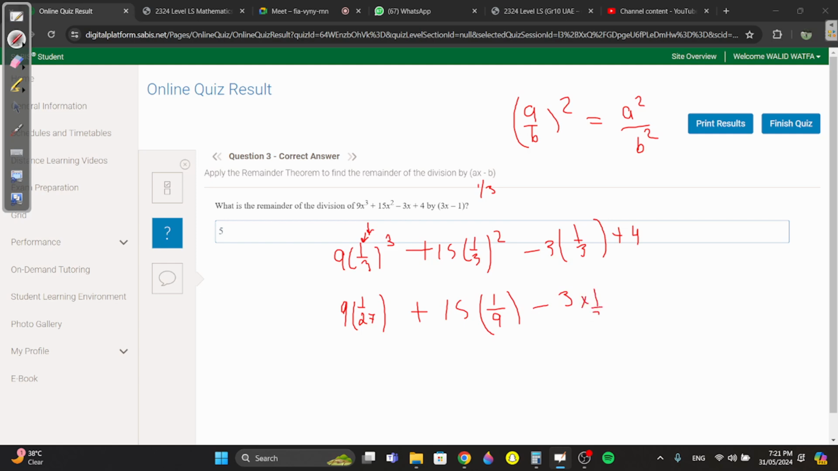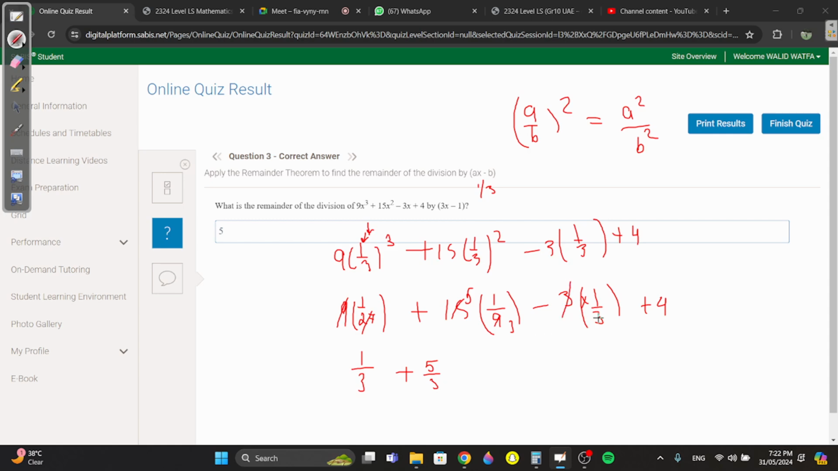I'll just put it like this. Okay, plus 4. Let's make our lives a bit easier. 9 cancels with 27 and becomes 1 over 3. Divide by 9, divide by 9. Okay, 15 cancels with 9. It becomes 5, and this becomes 3. If you divide by 3 up and down, this becomes 5, this becomes 3. So it becomes 5 over 3.